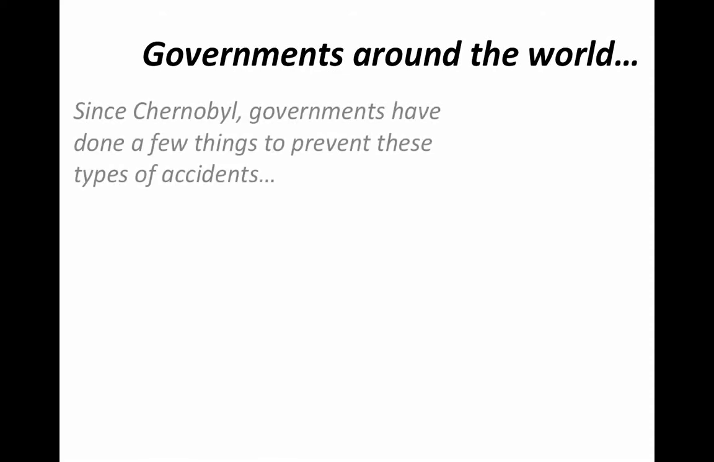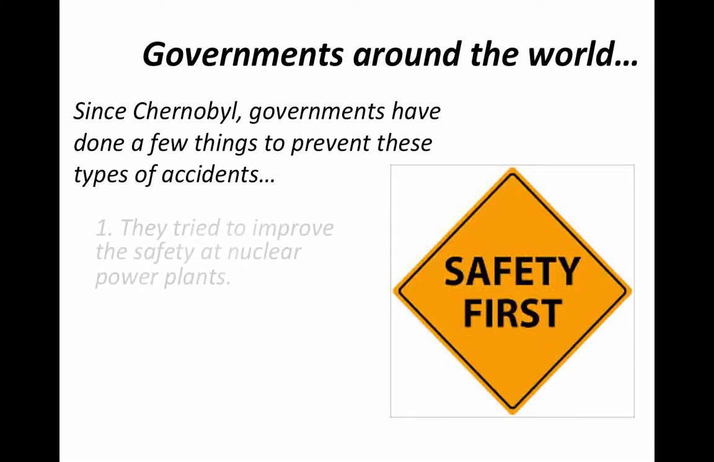Since Chernobyl, governments have done a few things to prevent these types of accidents from happening. First, they tried to improve safety standards at the nuclear power plants. Reactors have been changed to make them less likely to overheat. Other improvements make it easier to shut reactors down in emergencies. These efforts make it less likely that accidents at power plants will cause major radiation pollution.